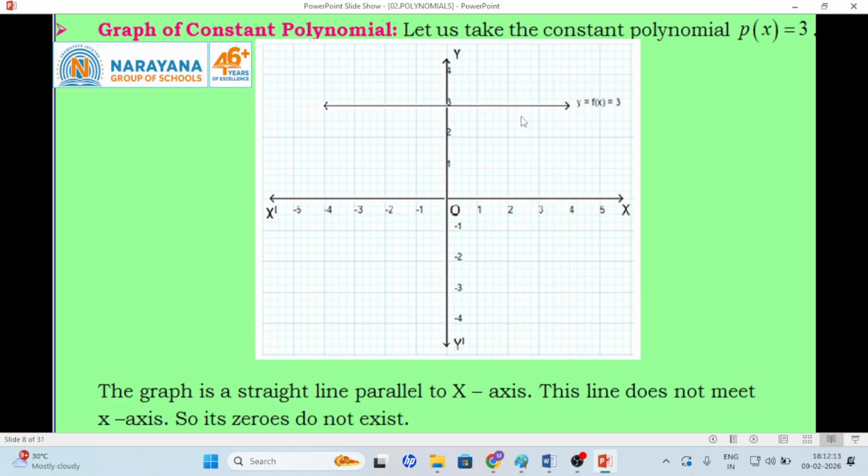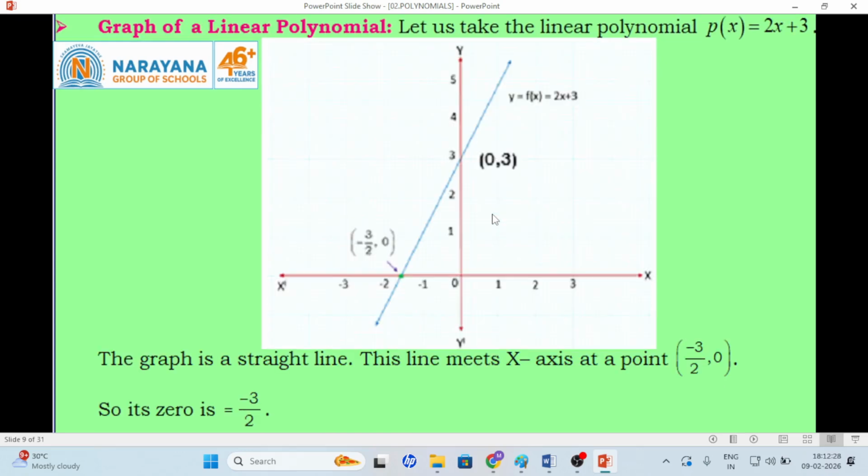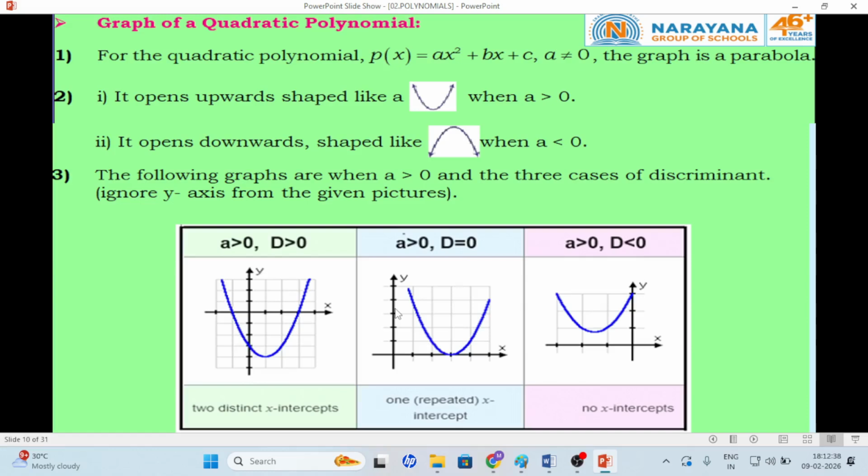If the graph cuts or meets the x-axis, then only we can say the graph has zeros. This graph doesn't have zeros as the graph does not meet the x-axis. And you see this, the entire graph intersects the x-axis at one point. Therefore, it has only one zero, which is nothing but the x coordinate of this point, minus 3 by 2.